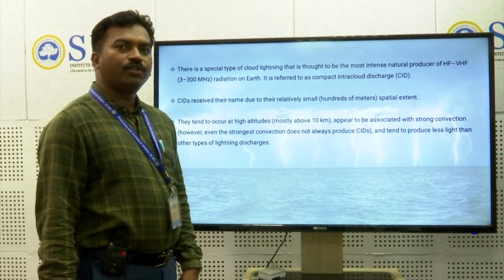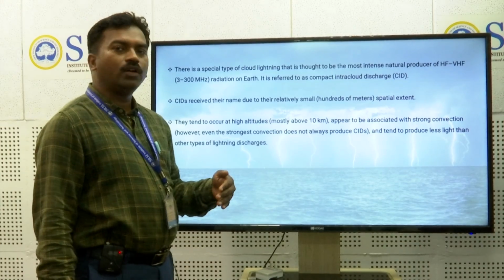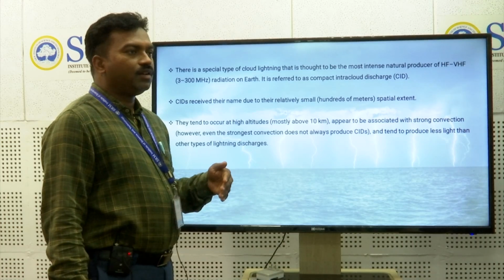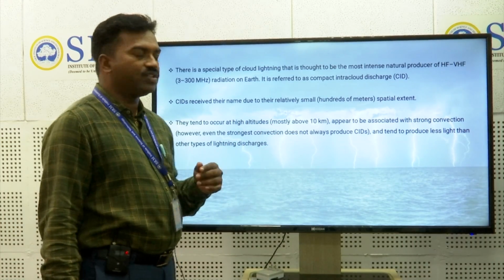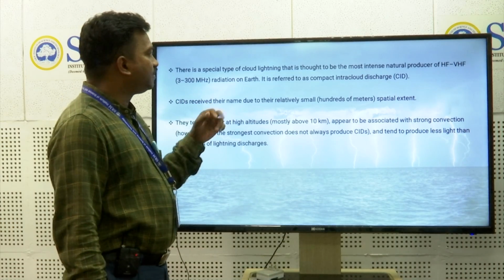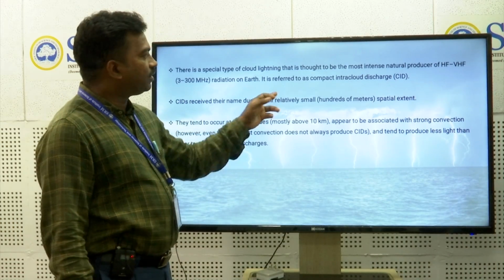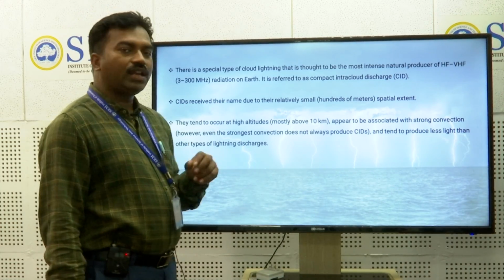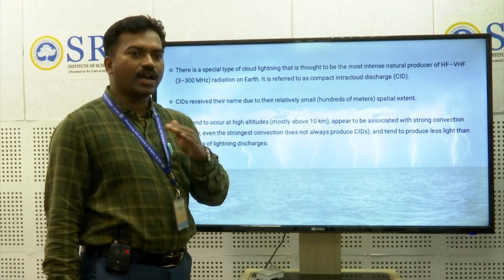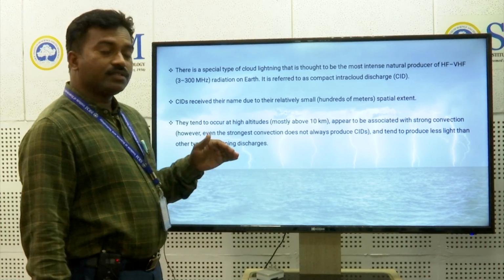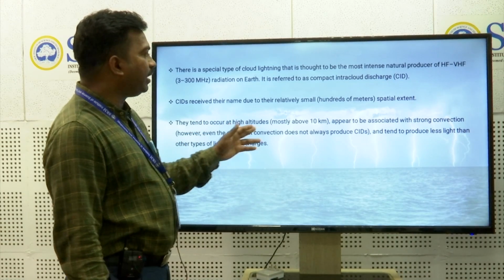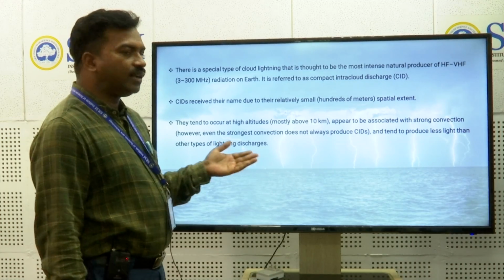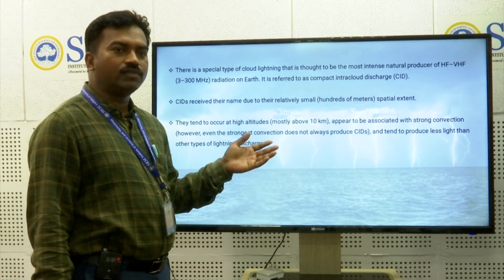There is a special type of cloud lightning which is naturally produced in the HF-VHF range, around 3 to 300 megahertz radiation on the Earth, and it is referred to as a compact intra-cloud discharge. The CIDs received their name due to their relatively small spatial extent, around 100 meters. These CIDs occur at high altitudes and in strong convection systems, though it doesn't mean that strong convection systems always produce CIDs.